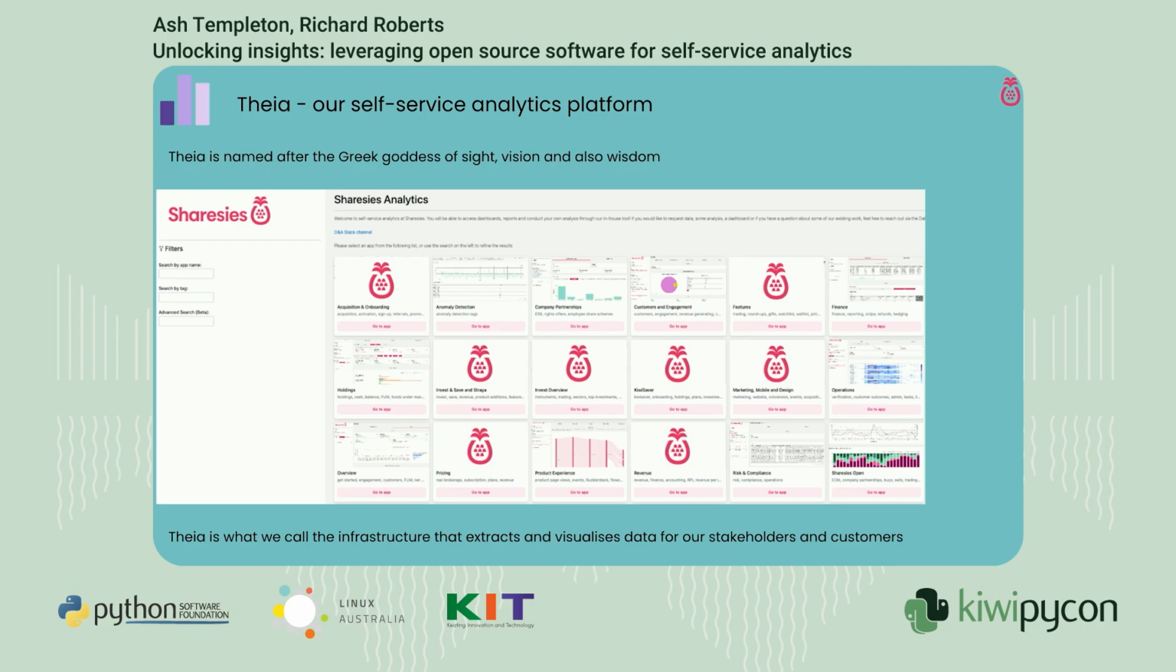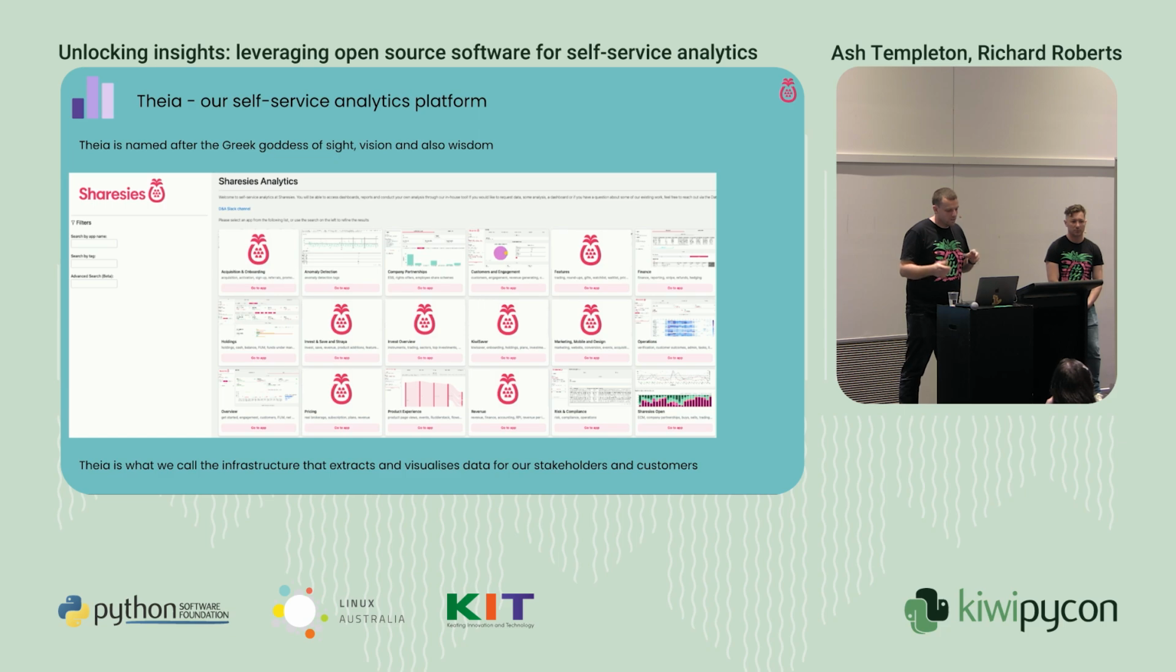So we have one app, one dashboard for every single business unit, as well as some overall ones like revenue and acquisition and onboarding and that kind of stuff. So overall, we have about 20 different internal apps, which covers about 90 different pages across all of those apps.